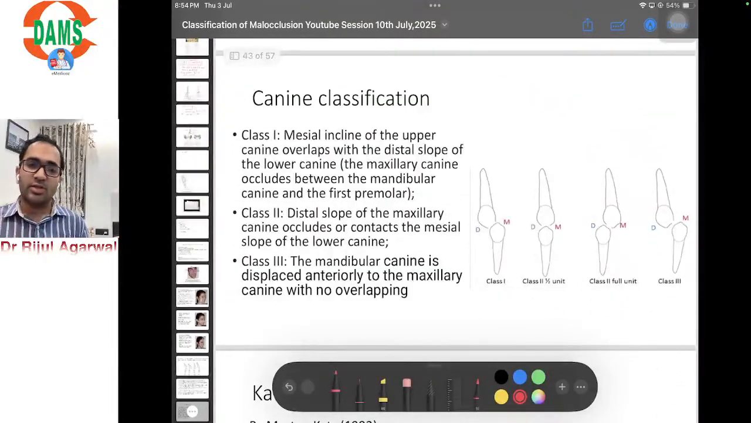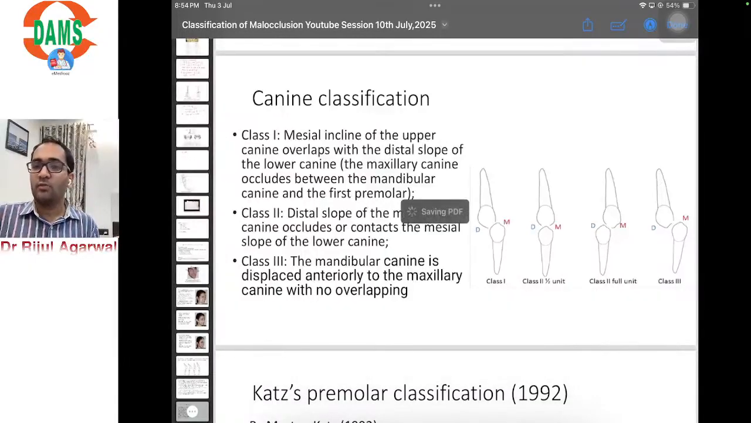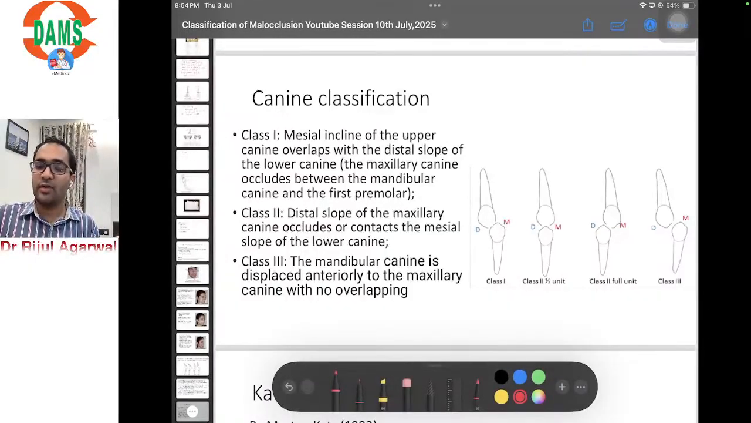Canine system is similar to the one. Class 1, the mesial incline of the upper canine touches the distal incline of the lower. Class 2, the distal incline touches the mesial incline of the lower. And class 3, there is no contact or no overlapping.